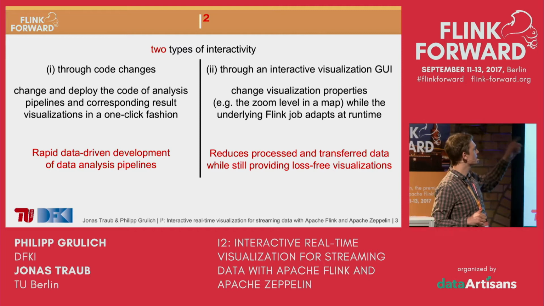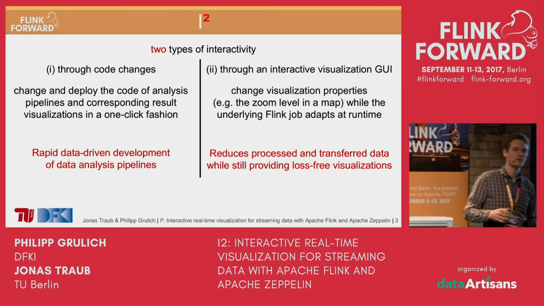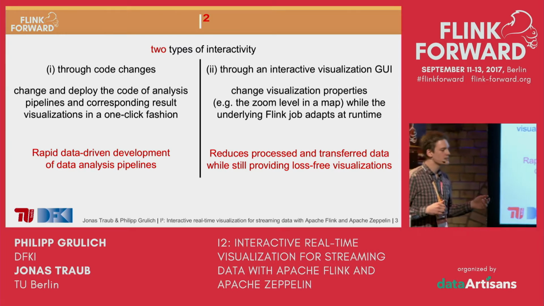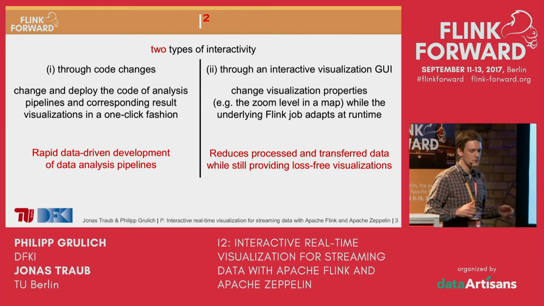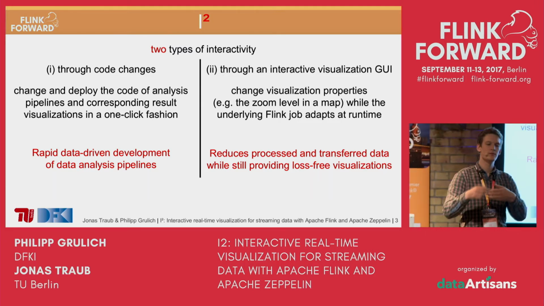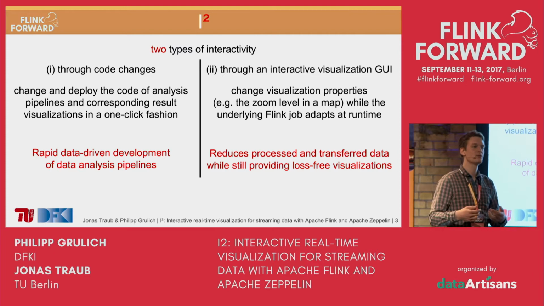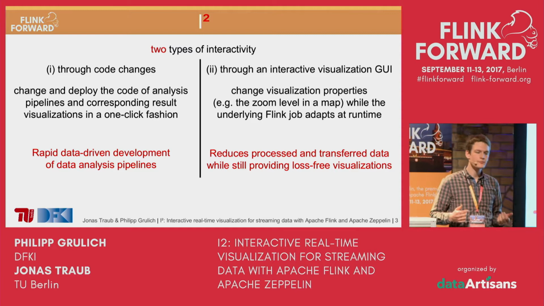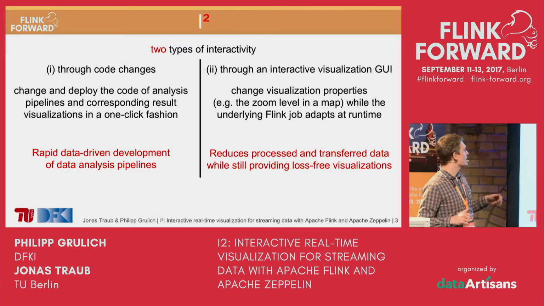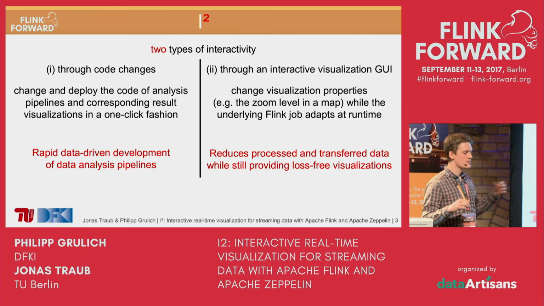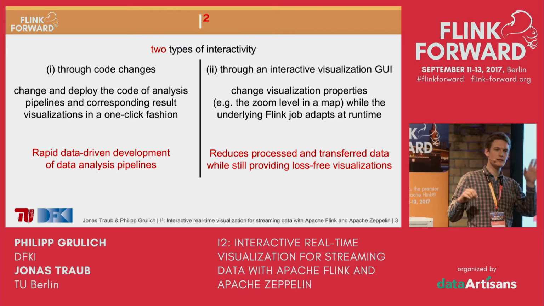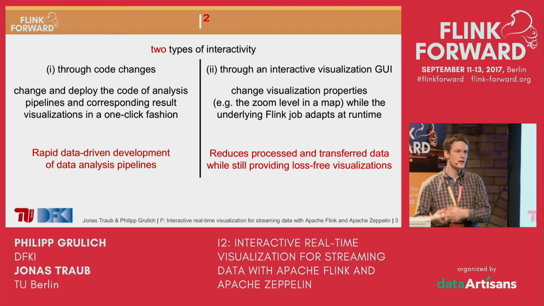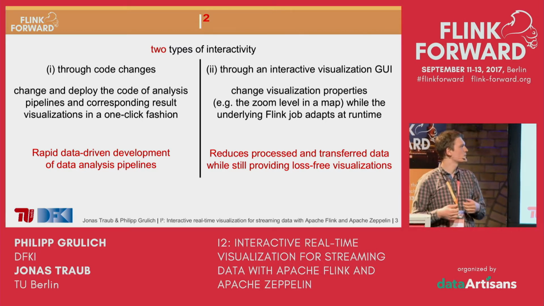We chose that 2 because we wanted to highlight the 2 types of interactivity which we provide here. The first way of interacting with I2 is through code changes. So we wanted to have this iterative exploration of data and development of a Flink job on streaming data while you can actually see the live data. So we allow you to have this visualization next to your code, and then to easily redeploy changes to the UI component, but also redeploy changes to the Flink job.